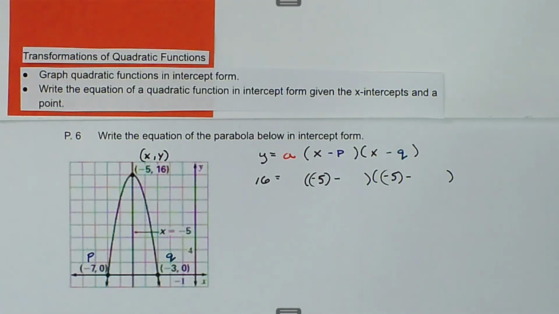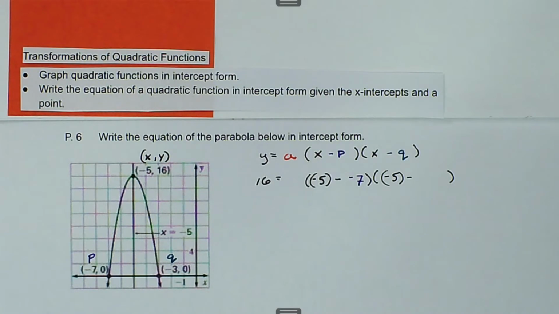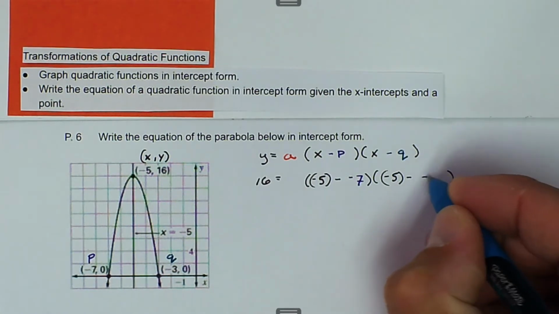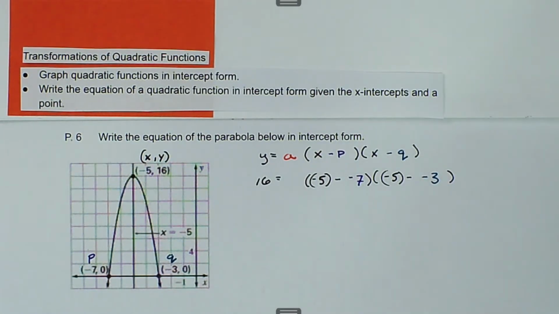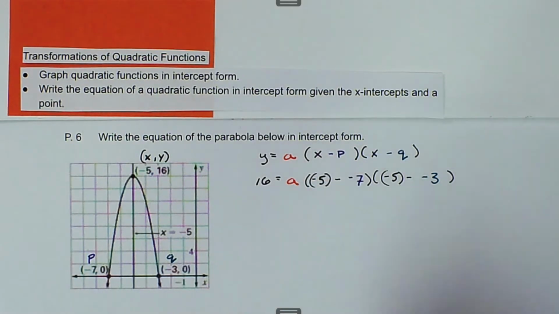And then we want to substitute in our -7 and -3. And we have our a value, which we have to calculate. And so now we can start to figure out what this is going to be. Combine like terms and order of operations.